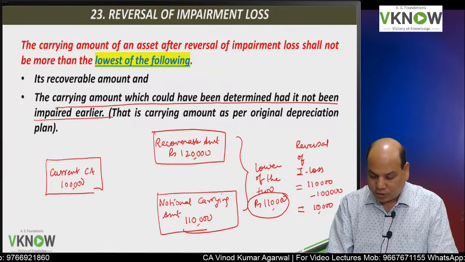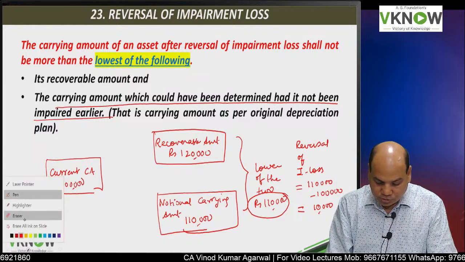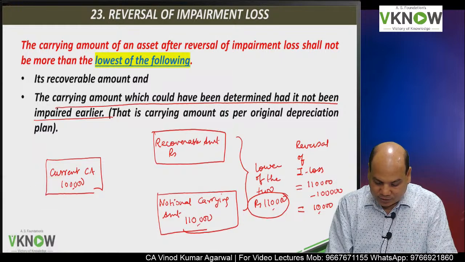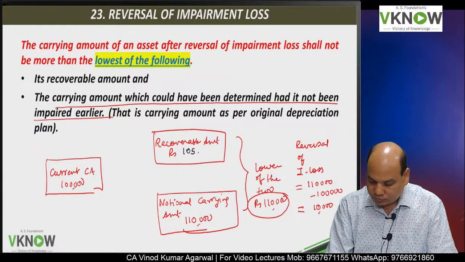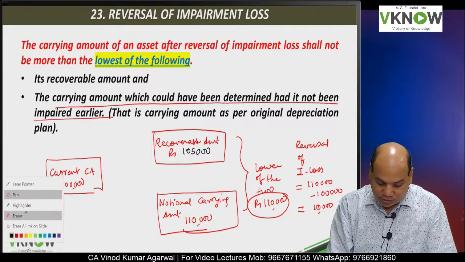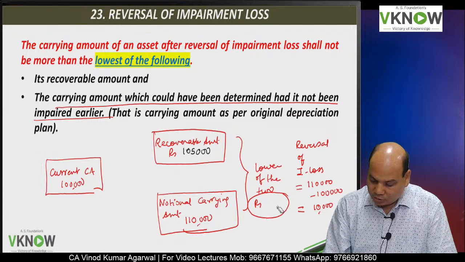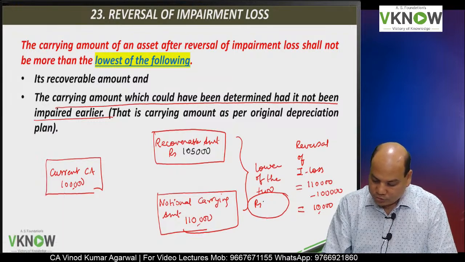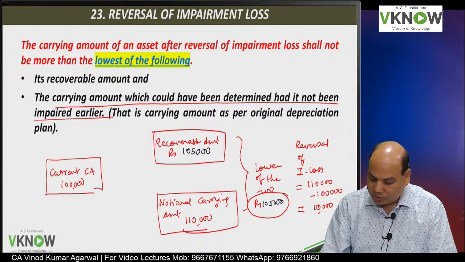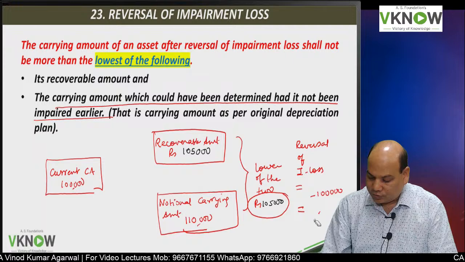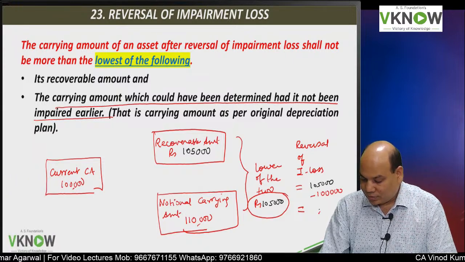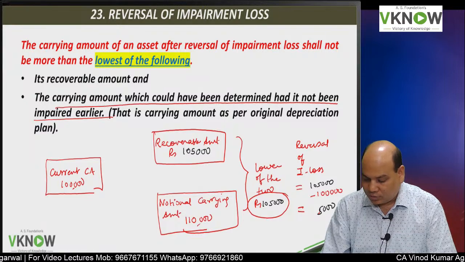I will give you another example now. Suppose the recoverable amount is 1,05,000 and the notional carrying amount is 1,10,000. Then in that case I will take the lower of the two, which is 1,05,000, and the reversal of impairment will be 1,05,000 minus 1 lakh, and that is equal to 5,000 only.